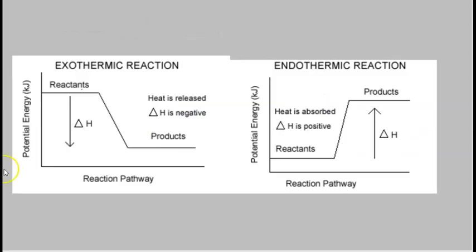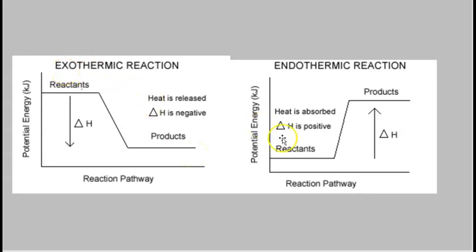So here's what that might look like. For an exothermic reaction, where the heat is going out, your delta H will be negative because if you do final minus initial, your final is here and your initial is up there. And remember, our formula is H final minus H initial. So your final minus your initial is going to be a negative sign.